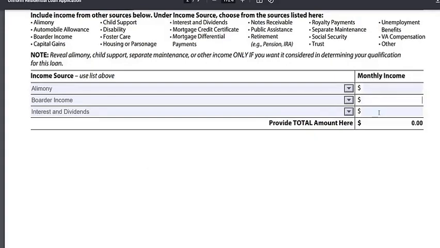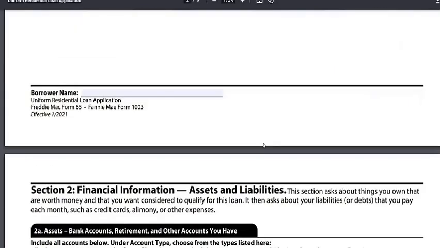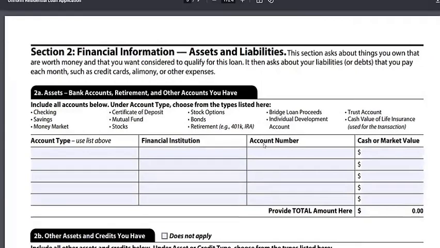More convenient for the borrower as well as for the processor, underwriters, or anyone who is going to review these files. It's more convenient for everyone. Section 2, financial information, assets and liabilities, is more convenient now. This section asks about the things you own that are worth money, and that you want to consider to qualify for this loan. It then asks about your liabilities that you pay each month, such as credit cards, alimony, and other expenses.